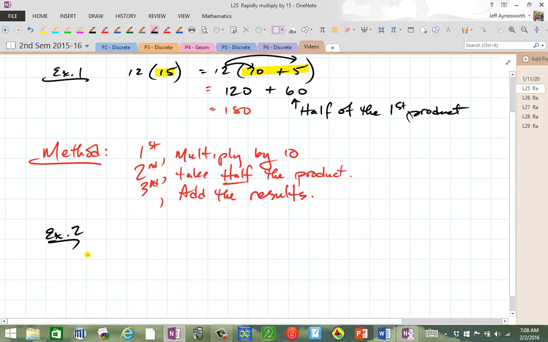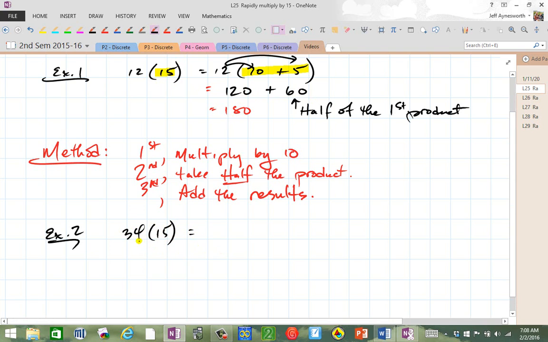So we're going to step it out, and what we're going to do is take the number times 10 first. We're going to take half of it. We're going to write those two results, and then we're going to add them in our mind. All right, so here we go. Let's take, I don't know, 34 times 15. And let's step it out.